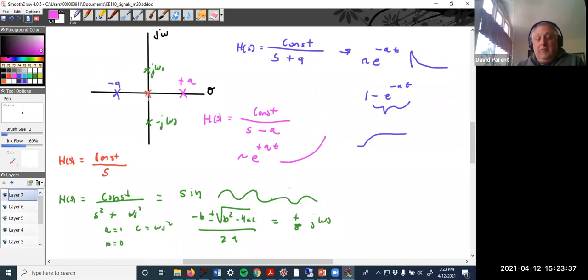So you can have one pole at 0 and it's an integrator, and you can have multiple poles at zero. So if I had two poles at 0, I'd have a double integrator. 3 poles at 0, triple integrator, right? If I have a pair of complex poles, then it's an oscillator, right? And then if I have any pole on the right hand side, or greater than 0, I am going to get some kind of exponential increase, right?